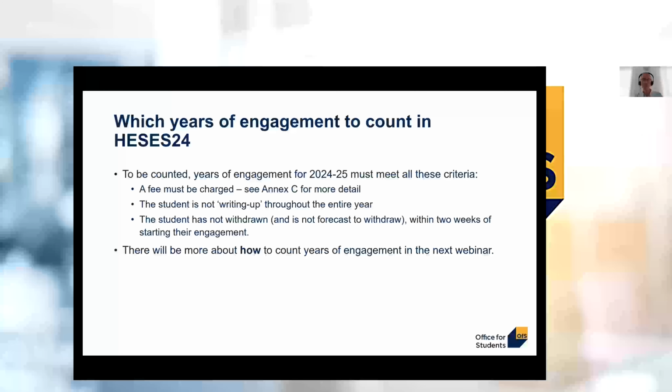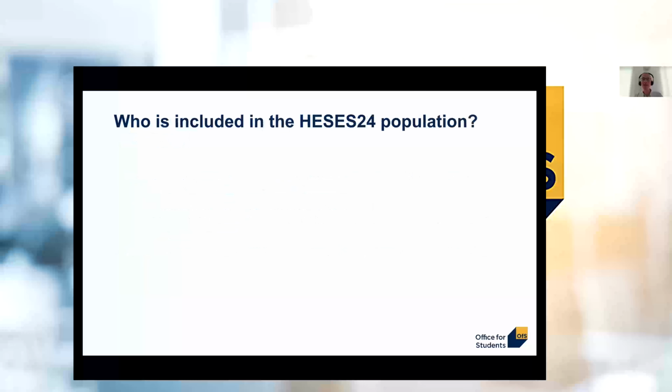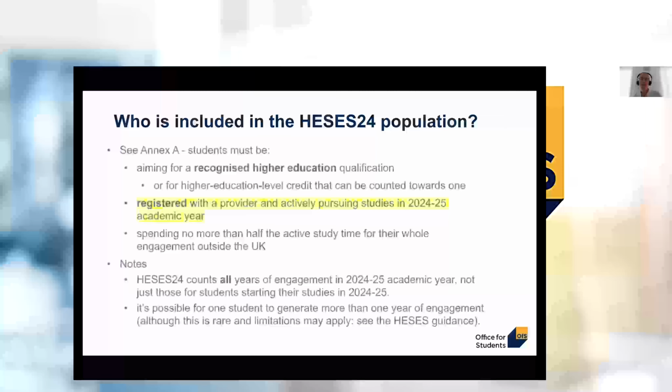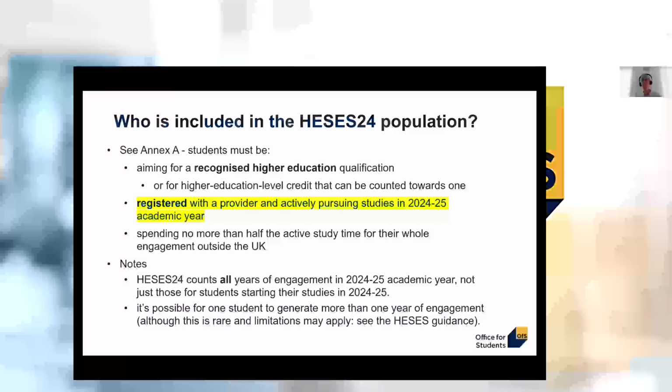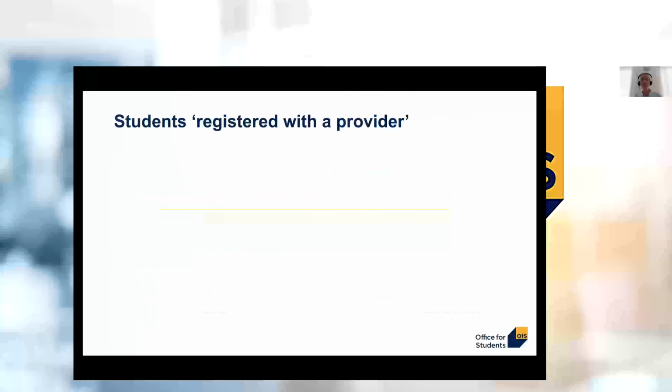So before we go on, I want to backtrack briefly to one of the previous slides, the one that dealt with who we include in the HESES population. I've highlighted here the bullet in question: we said students must be registered with a provider and actively pursuing studies in the 2024-25 academic year. So the question is, what do we mean by registered?